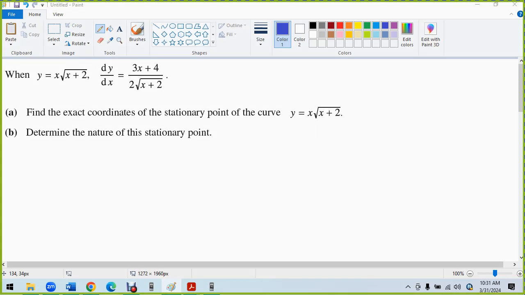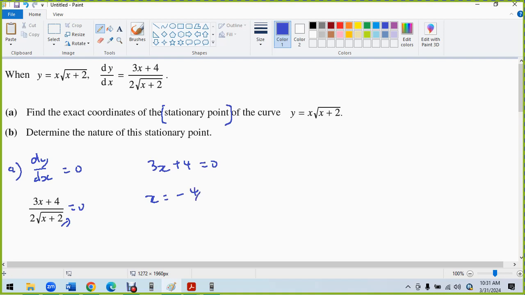So when y equals x square root of x plus 2, then dy/dx is (3x + 4) over 2 square root of (x + 2). So we need to find the exact coordinates of the stationary point of the curve. Stationary point means that dy/dx equals 0. So we have this equal to 0. So we have 3x + 4 equal to 0, because we multiply this with 0 then it becomes 0. So x equals negative 4 over 3.